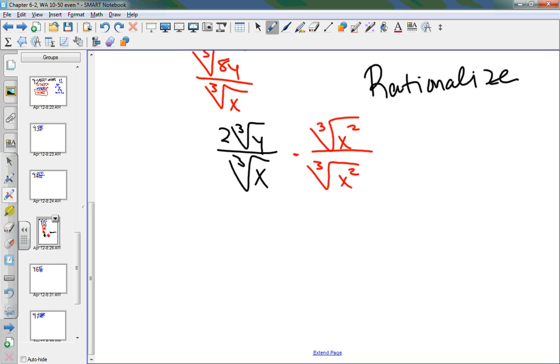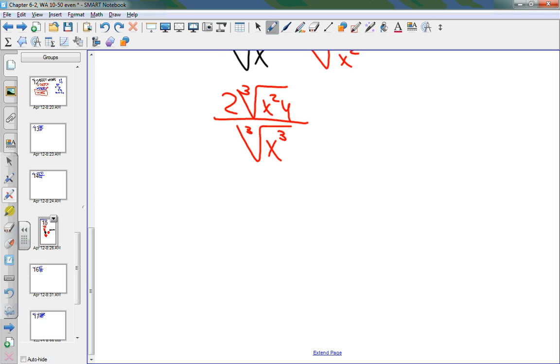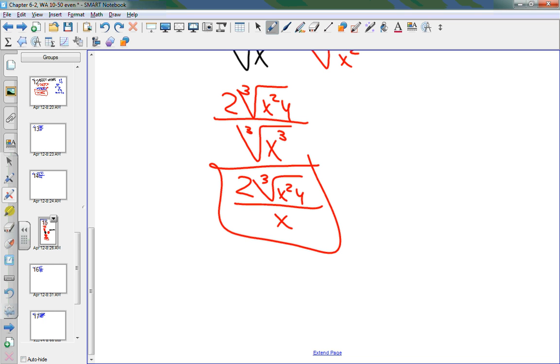The cube root of x squared, or the cube root of x squared. I multiply the 2 radical expressions on top to give me 2 times the cube root of x squared y, and I multiply the bottom to give me the cube root of x cubed. Yep. What is the cube root of x cubed? It's an x. So I have 2 times the cube root of x squared y all over x, and that's done. We're going to do one more.